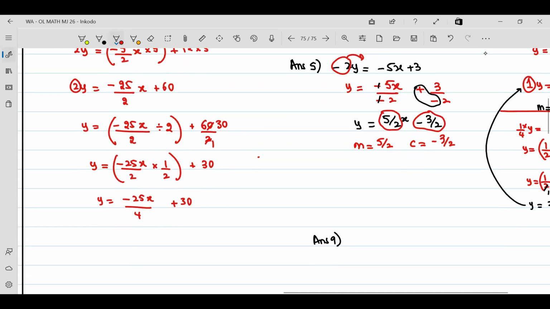Once you've done that, what is the gradient, sir? This is the fraction attached to x. So minus 25 over 4. And what is the y-intercept? The y-intercept is 30. Do all of you understand all of this?